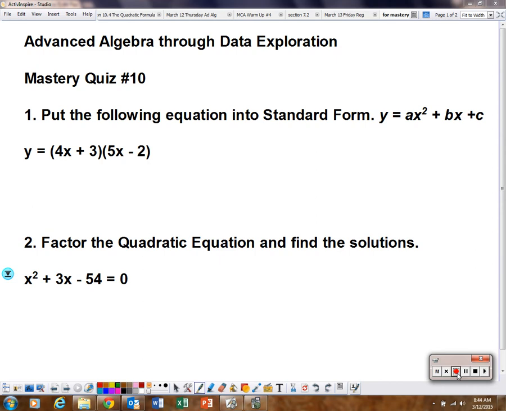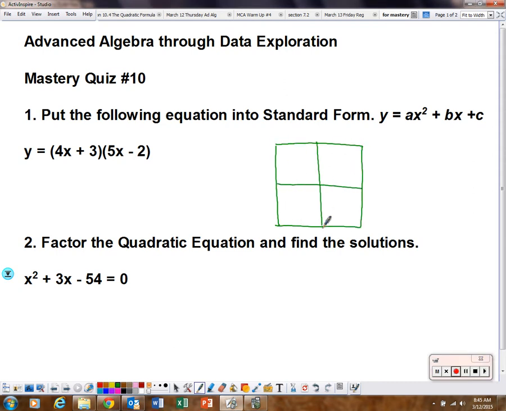Advanced Algebra through Data Exploration, Mastery Quiz number 10. There are 4 things we need to do. The first problem is put the following equation into standard form. Remember, standard form is y equals ax squared plus bx plus c. Again, when you put it in standard form, I highly recommend that you use the box.